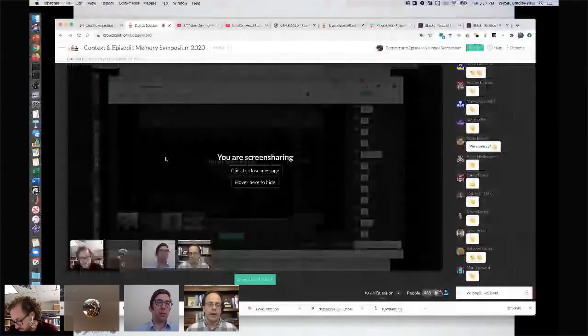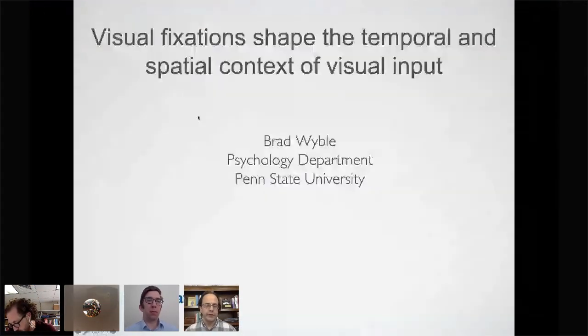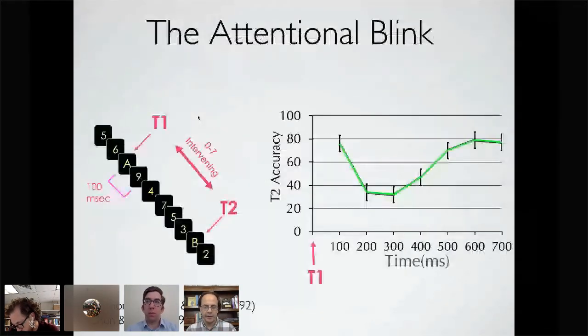The basic idea is that there are a lot of good reasons to think that visual fixations play a key role in shaping the temporal and spatial context of visual input. I come to this from a background in studying a phenomenon known as the attentional blink, a peculiar finding in psychophysics where if you perceive one target item amongst a dynamic stream, it becomes very difficult to see a second target item if it occurs within a range of about 300 milliseconds. You can see that here in this U-shaped curve on the right. This is the ability to see the second target as a function of its temporal proximity to the first target.